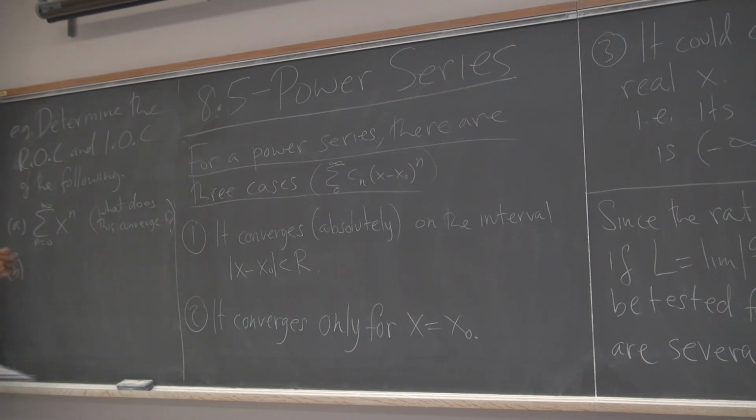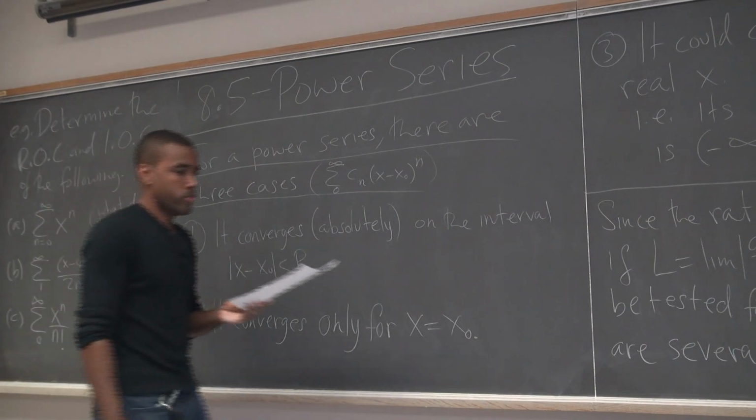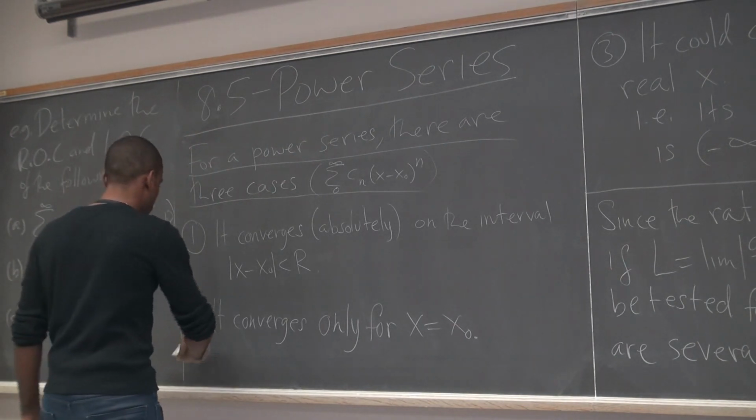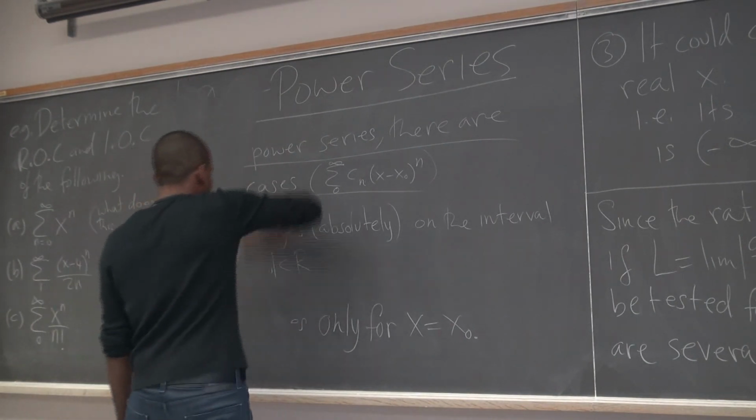Another example, what if I gave you this: sum from n equals 1 to infinity of (x minus 4) to the n over 2n. And another: sum of x to the n over n factorial from 0 to infinity. So basically tell me the interval on where these converge. At what x values do these functions work?